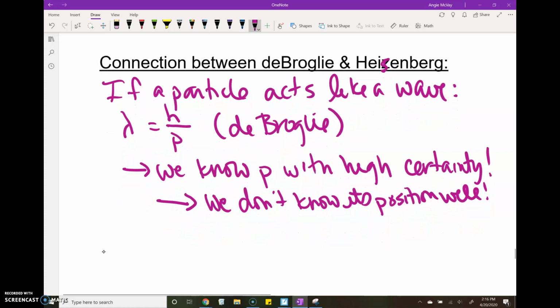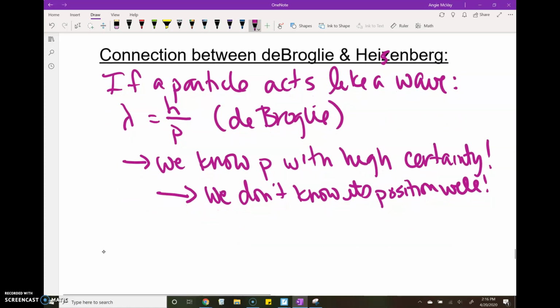So if a particle, like an electron, is acting like a wave, then we know it has a wavelength, right? We know the mass of an electron. We know the potential difference it's being accelerated through. We can calculate how fast it's going and what its momentum is, right? Put that under Planck's constant and we can know its wavelength, right? If we can calculate its wavelength, we know its momentum very, very well, right? A very small uncertainty in momentum, right? What that means is that we don't know its position very well.